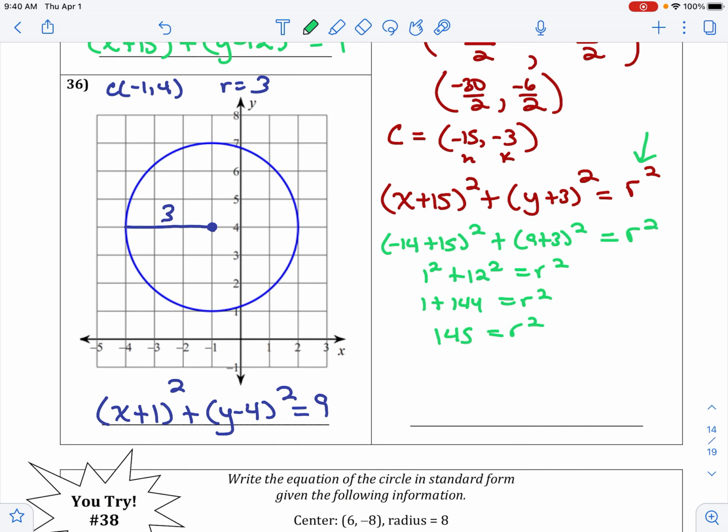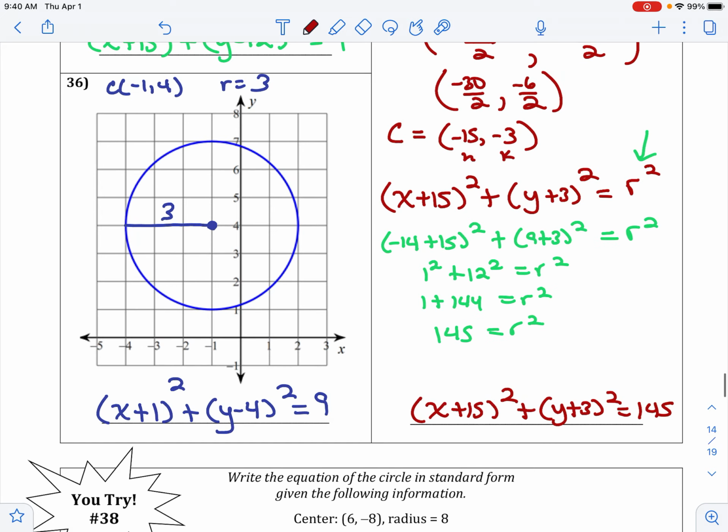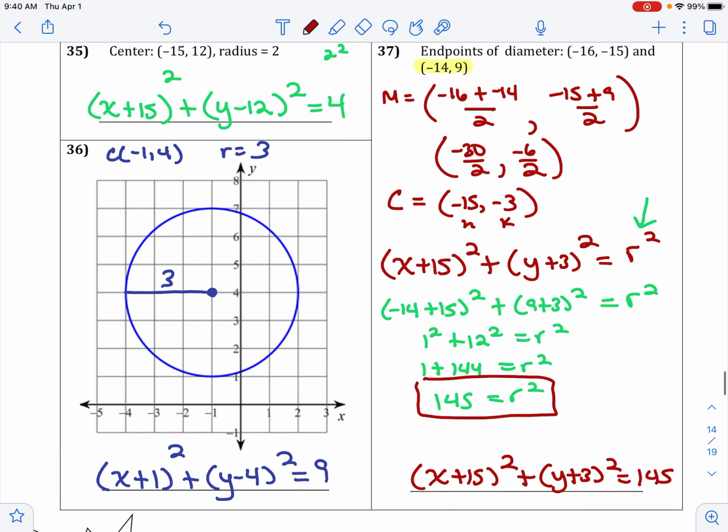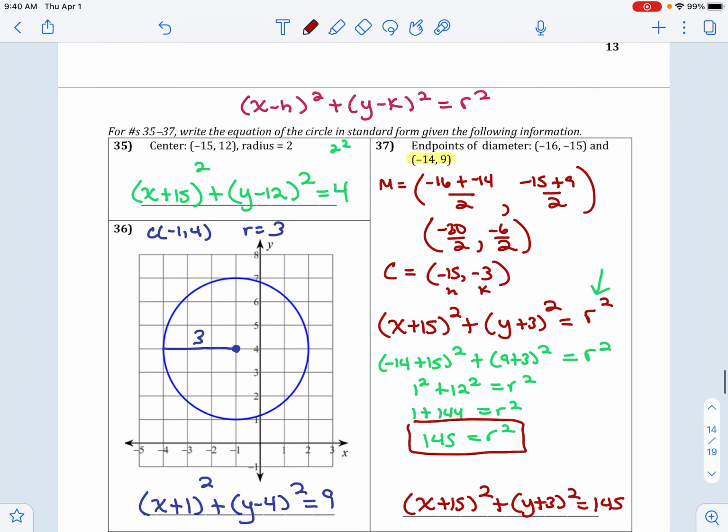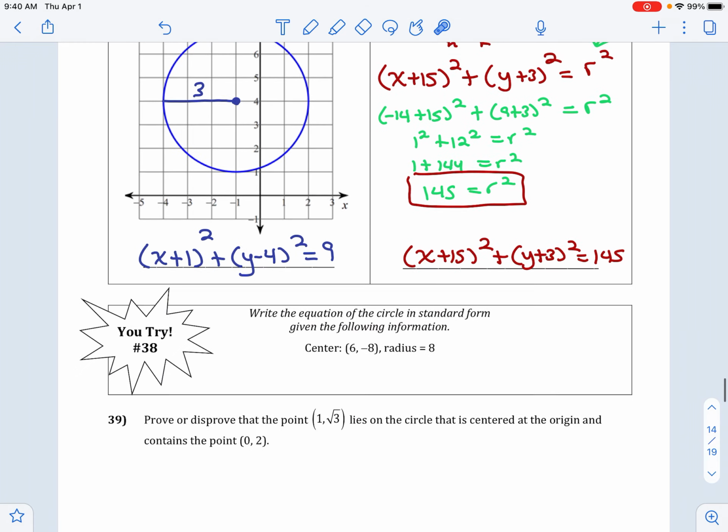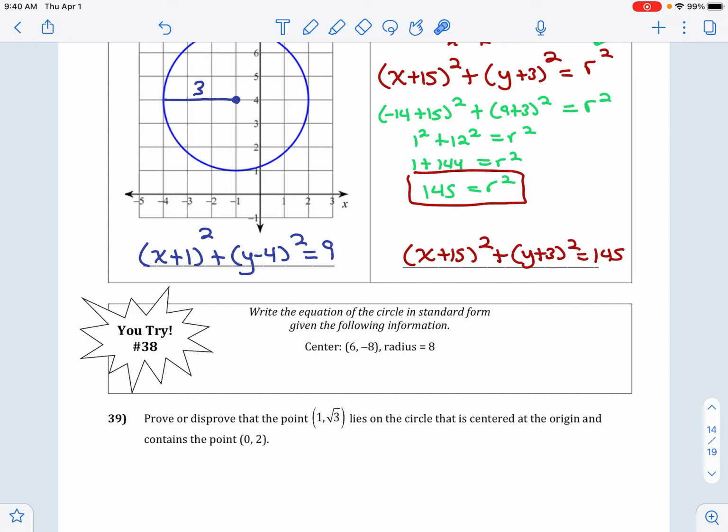Okay, now I just have to replace that into the problem that we already worked on. So x plus 15 squared plus y plus 3 squared equals 145. And there is the equation of our circle. Okay, so always keep your r squared, don't square root it, because remember your equation wants an r squared. Okay, the standard form of your equation wants an r squared, so you don't need to root it there. Now if you're going to graph it, you would want to root it.